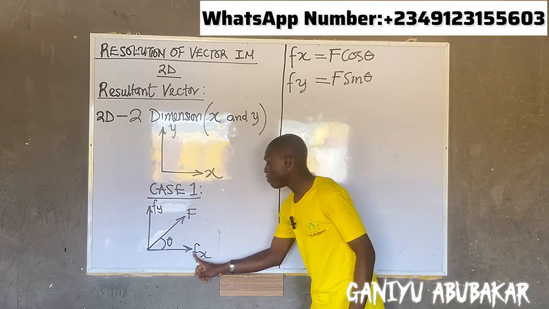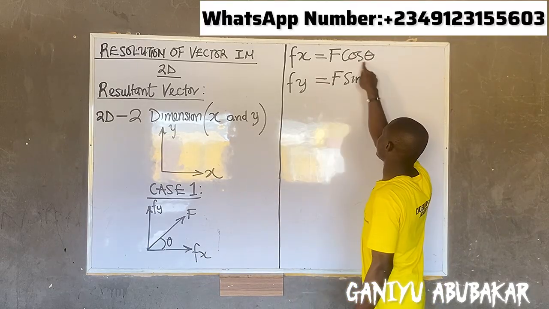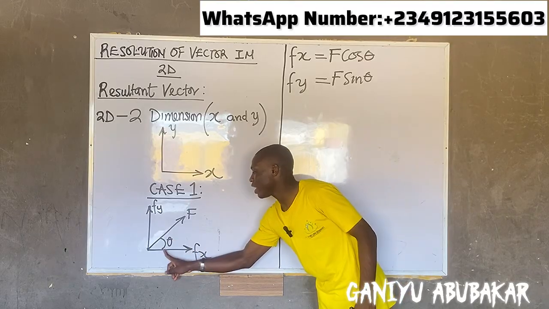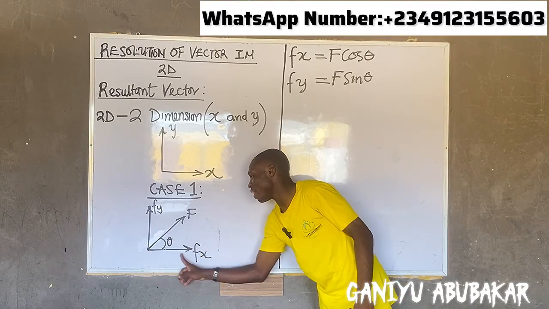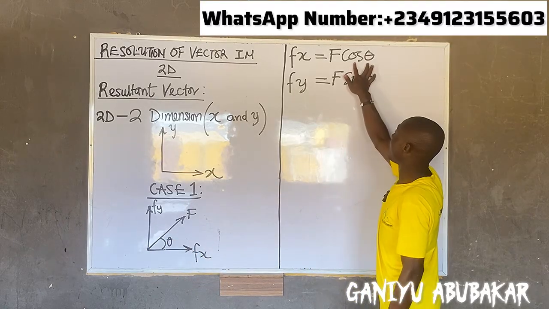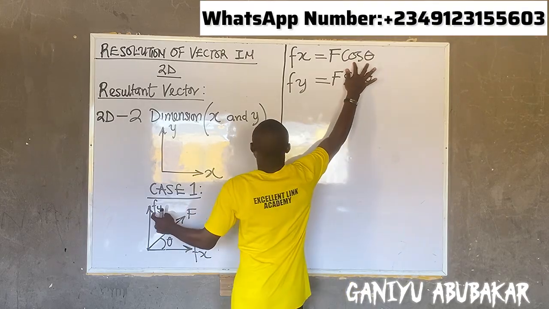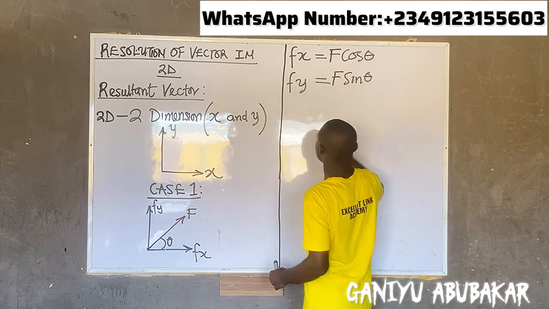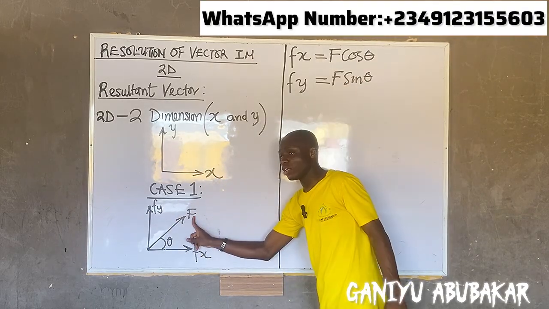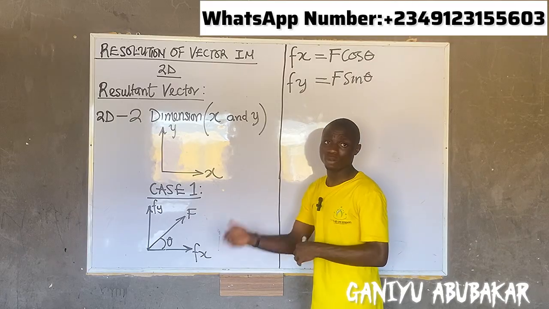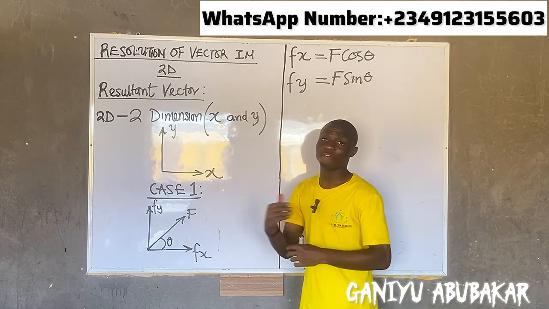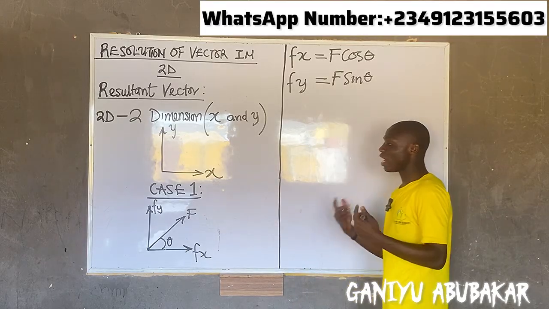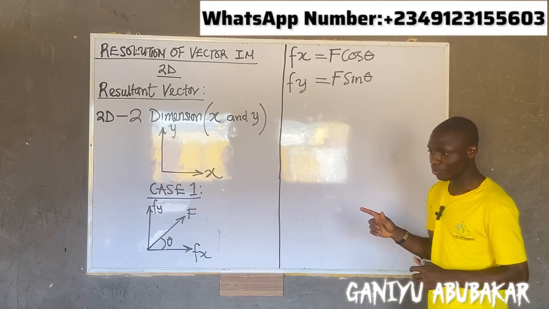The reason why I have f of x as cos theta is because the angle is lying on the horizontal, the f of x. So f of x becomes cos theta, while f of y automatically becomes sine theta. And this f is my force here, which must come first before you consider the angle. So the force must come first before you consider what? The angle. This is case 1.